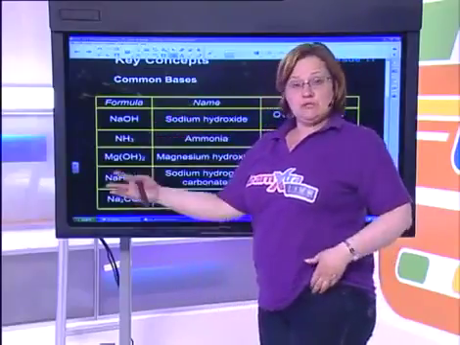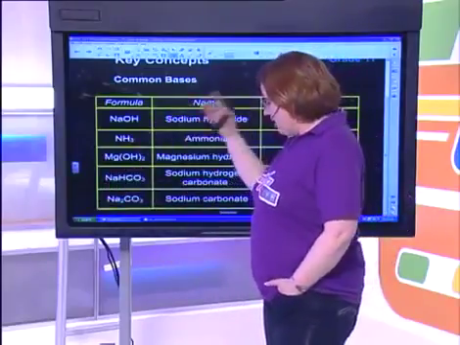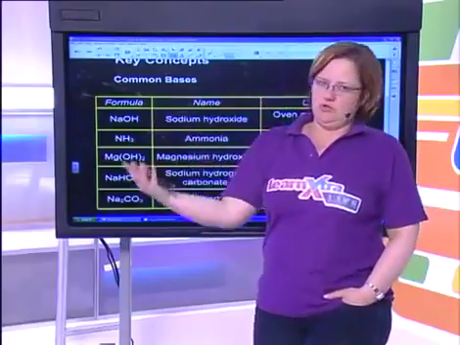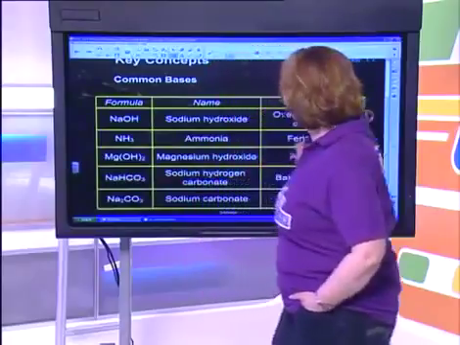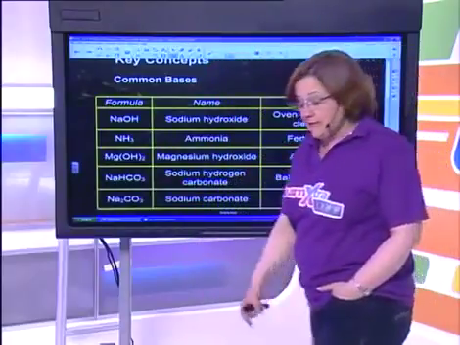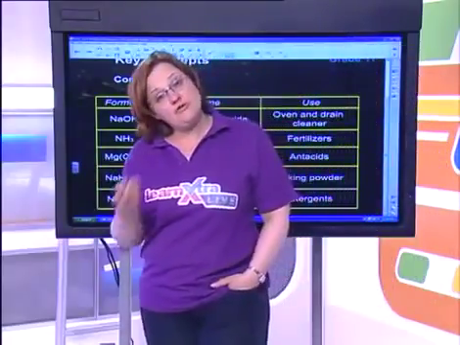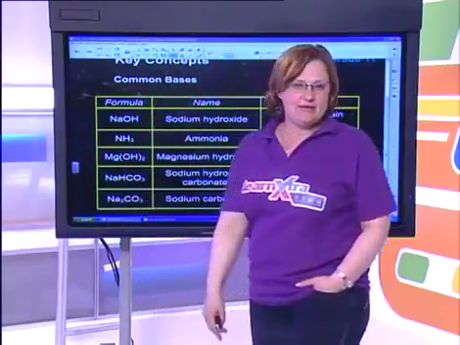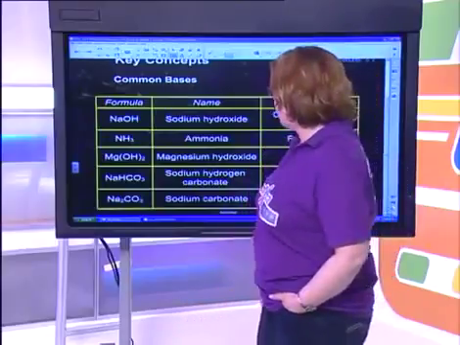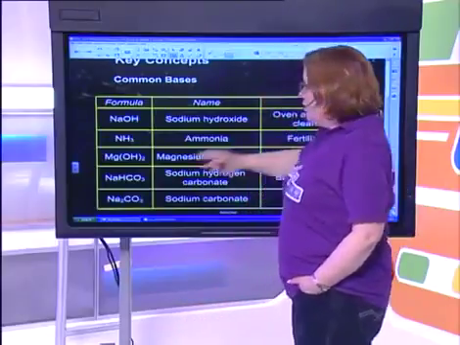Ammonia, NH3, which we make because of the Haber process. Remember, you're going to do the Haber process till you're blue in the face and you can quote it backwards. We use it in fertilizers. It's actually a very, very important part of fertilizers, okay? Then we get magnesium hydroxide. That's what we find in antacids, and it's not as strong a base, but it is still very, very strong.